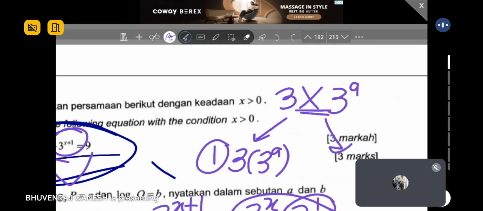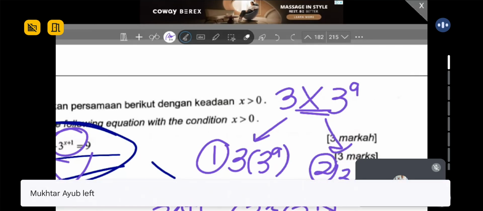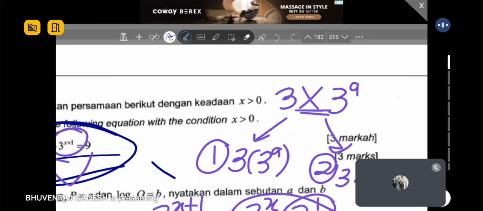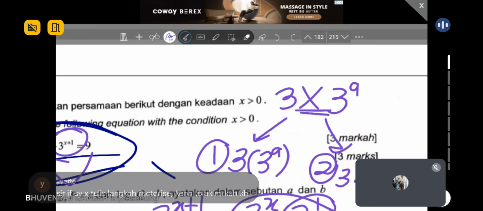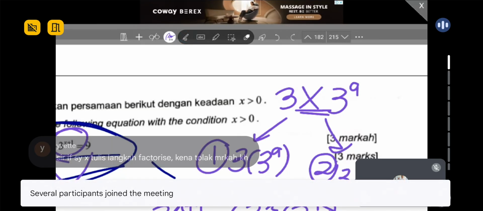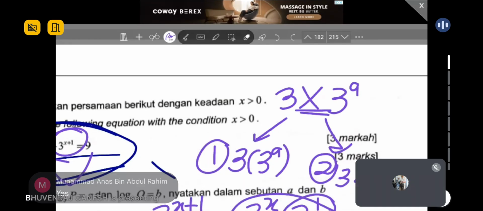Second method, I can also write like this. Ini pun maksud darab. Can you all understand guys? Two ways of writing. Dua cara menulis dia. Tapi maksud dia sama sahaja. It's the same meaning. Boleh faham? So jangan takut bila nampak titik tu. Titik tu maksud darab. It's just times.